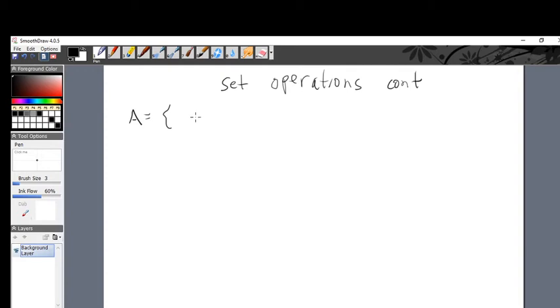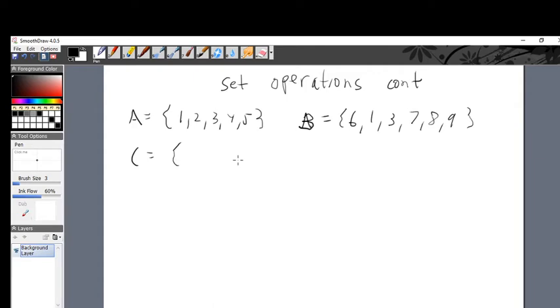need to have right on hand our sets, so you can consult them. So A was easy to remember: 1, 2, 3, 4, and 5. Okay, now B is 6, 1, 3, 7, 8, 9. And then came C, which is 4, 1, 7 and 8, 10, 11.